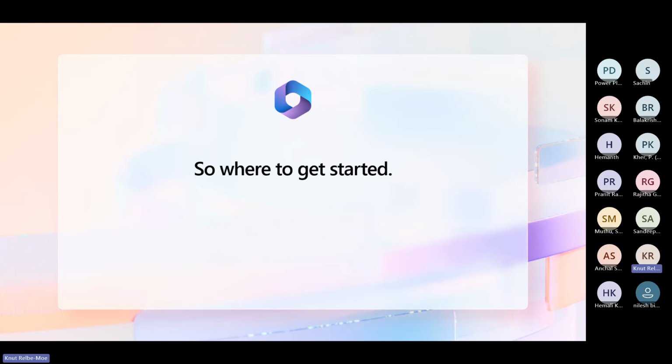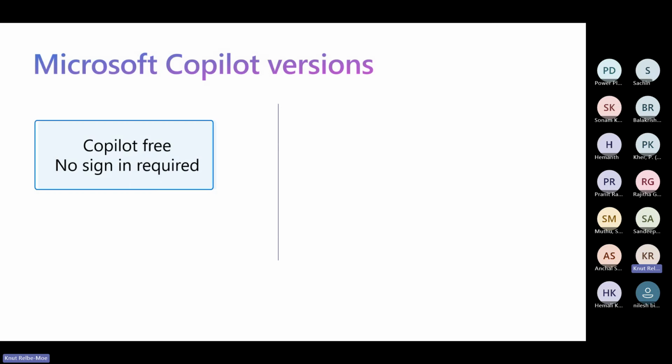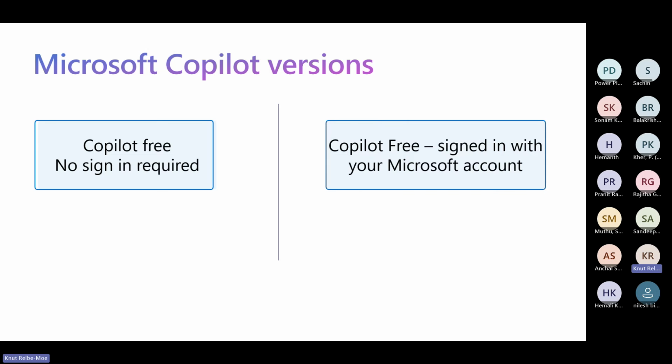So where to get started? First of all, there are different Copilot versions, as mentioned. You have the Copilot free, where there is no sign-in required, and that's what I mentioned about copilot.microsoft.com. Then you have the Copilot free, but you have signed in with your Microsoft account, and that's your personal account. That's like an email at hotmail.com or outlook.com.